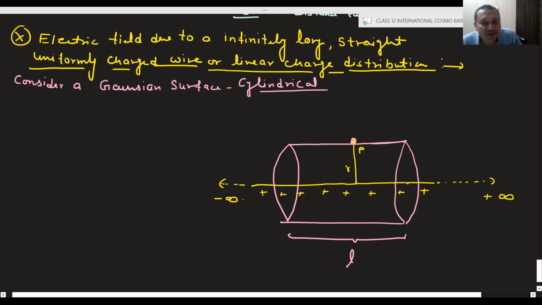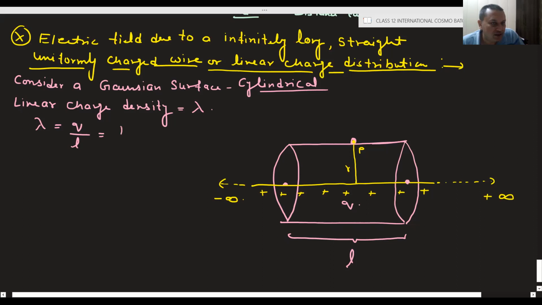And how much charge is there inside the Gaussian surface? This Gaussian surface starts from this point, ends at this point. This length is L, and suppose the charge enclosed inside the Gaussian surface is Q. And you know one fact, linear charge density means charge per unit length, which is called lambda. And what is the value of lambda? Lambda equals Q by L, or dq by dl. This is what linear charge density or charge per unit length is.